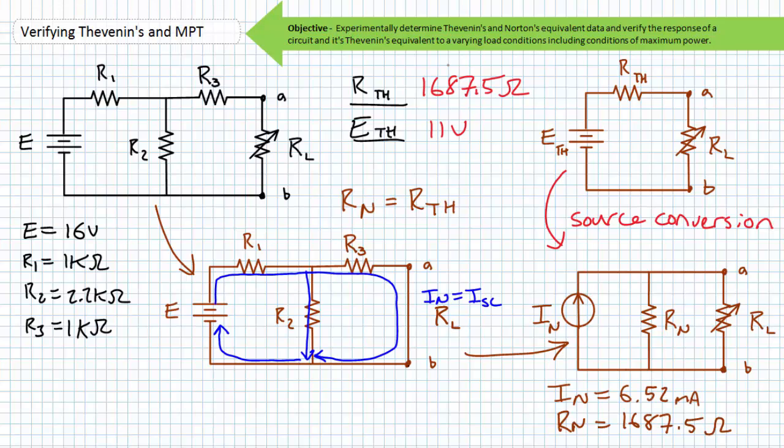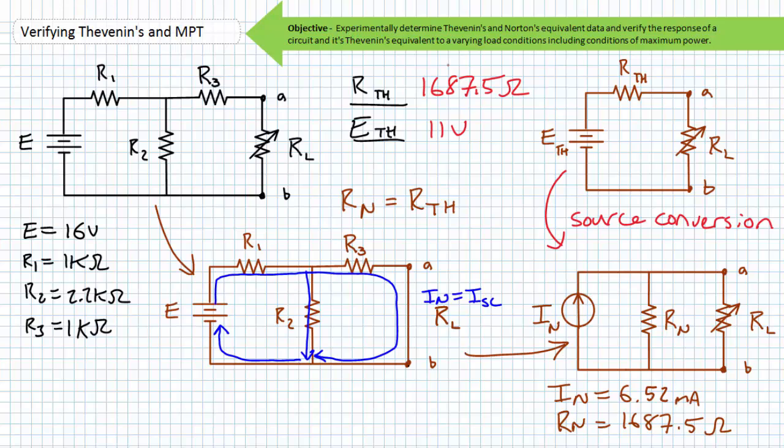Either method would yield an approximately 6.52 milliamp current source in parallel with a 1687.5 ohm resistor. The Norton's equivalent circuit again yields a circuit notably easier to solve for desired electrical quantities, being a simple pure parallel circuit.